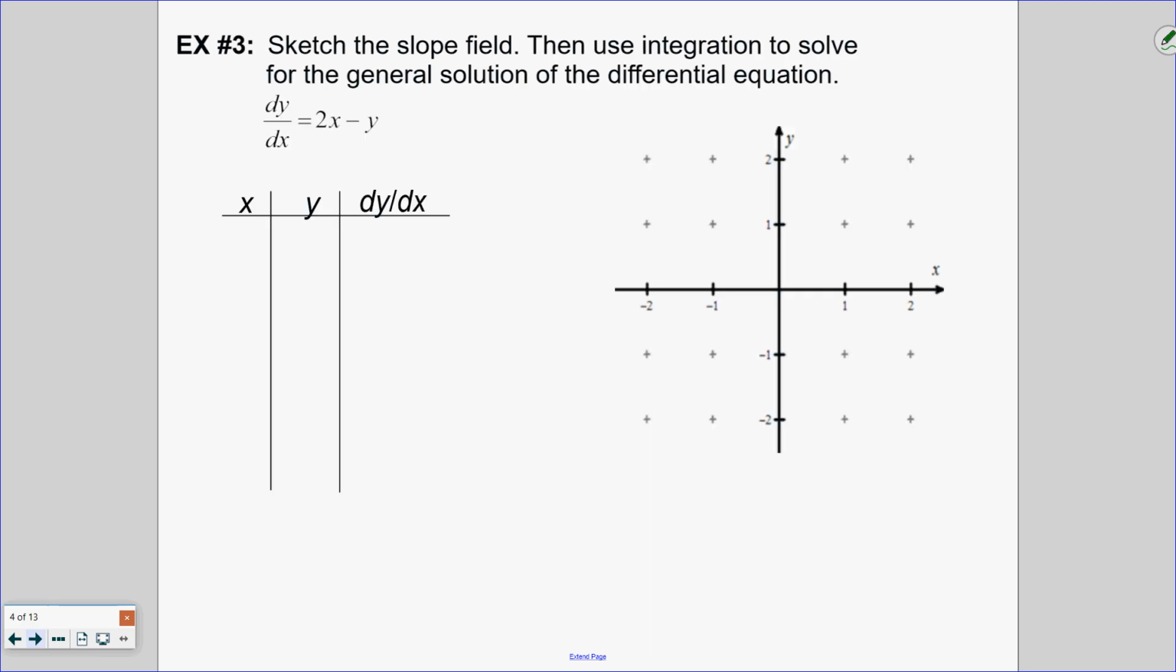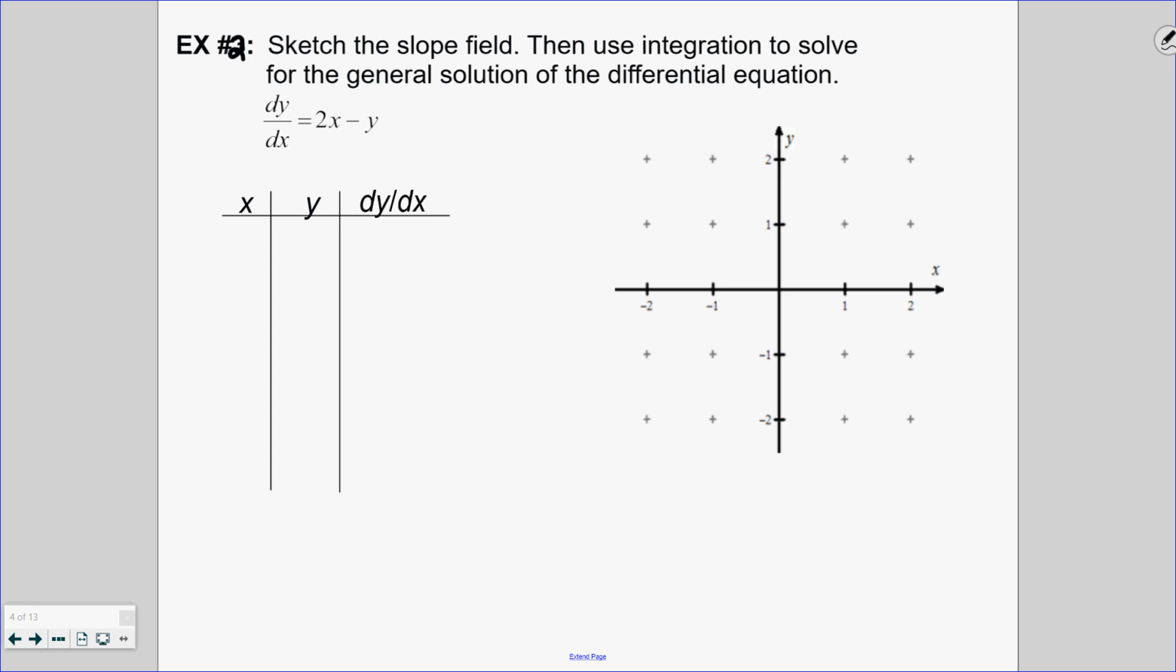This is example 2. It says example 3, but it's example 2. We're going to sketch a slope field again, and then we're going to use integration to solve it like we did on the last one, but this one actually asks us to do it. So this time our dy dx, our differential equation, is equal to 2x minus y. So we need x and y each time. So what we're going to do is fill in the points that we have on this graph.